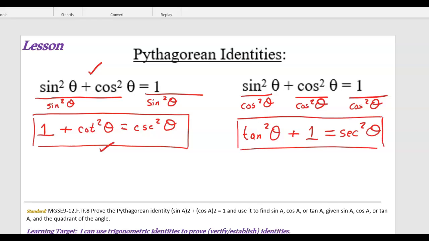That's my third iteration. So if you take the OG and divide by sine squared theta, you get a relationship between cotangent squared and cosecant squared. And if you divide the OG by cosine squared, you get a relationship between tangent squared theta and secant squared theta. And really, you can swap that around. So if you see tangent squared theta plus 1, or 1 plus tangent squared theta, you can replace that with secant squared theta, or the other way around. If I see secant squared theta in a problem, I can replace it with tangent squared theta plus 1. So that's true for both of these.